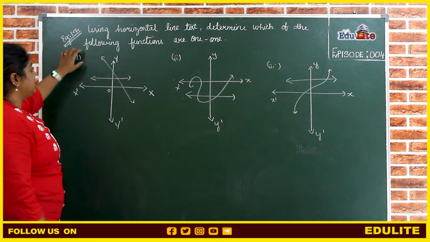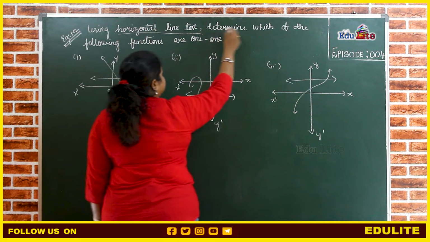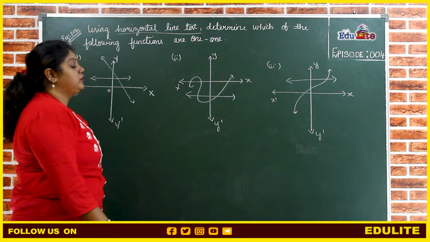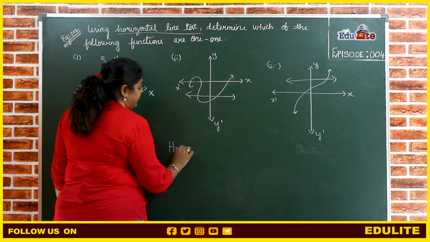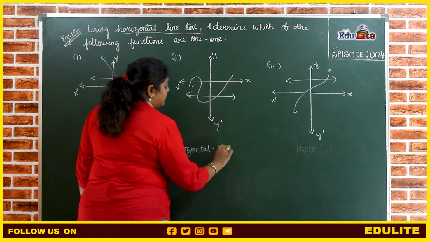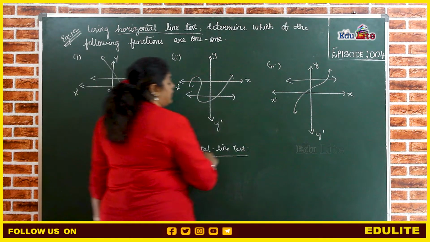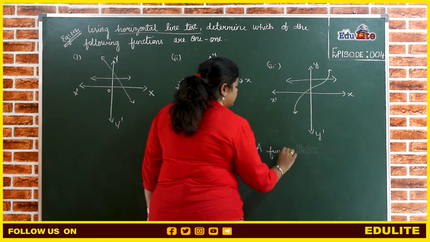Example 1.12: using the horizontal line test, we have to determine whether the following functions are one-to-one or not. So we will see what a horizontal line test is. We already saw the vertical line test. Now we are going to see the horizontal line test.